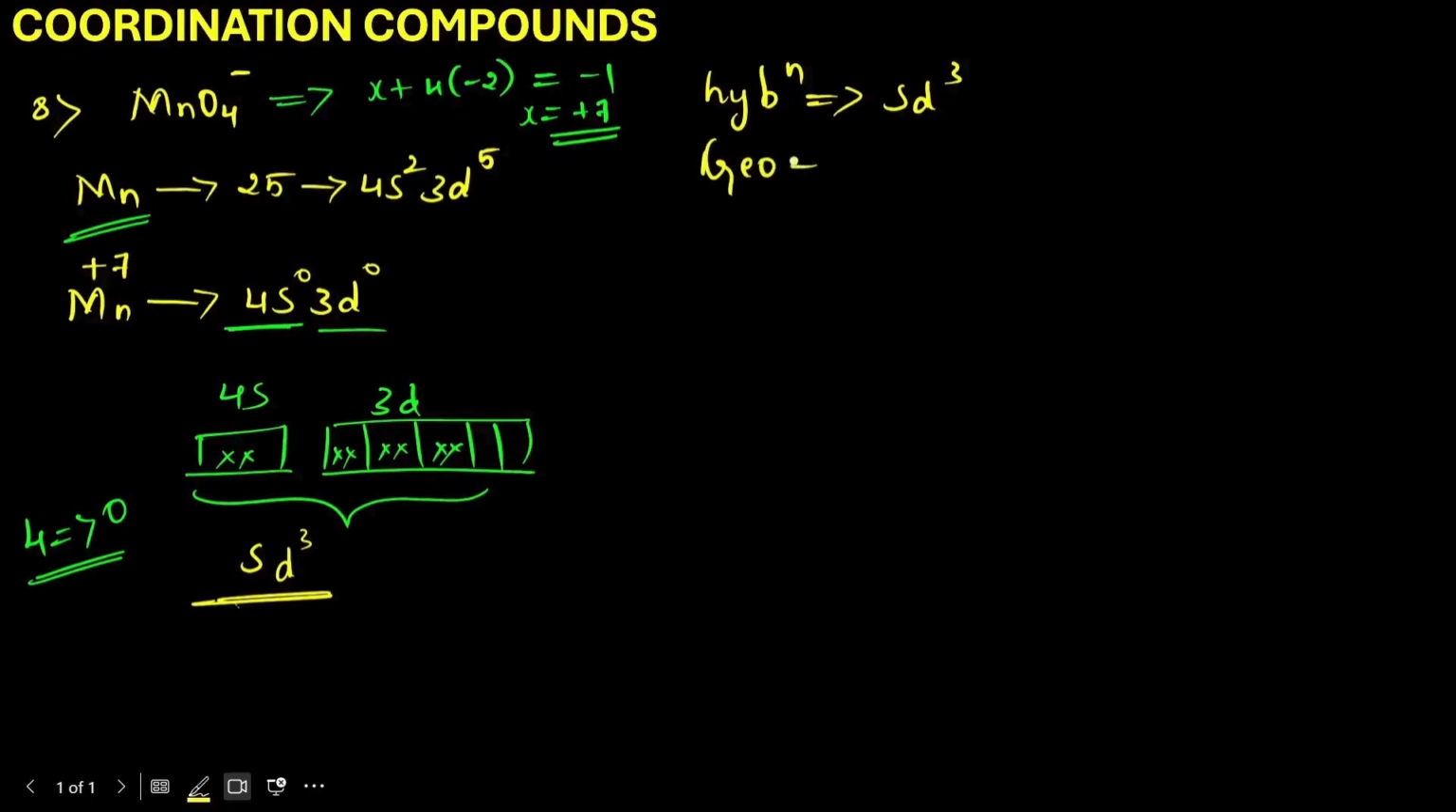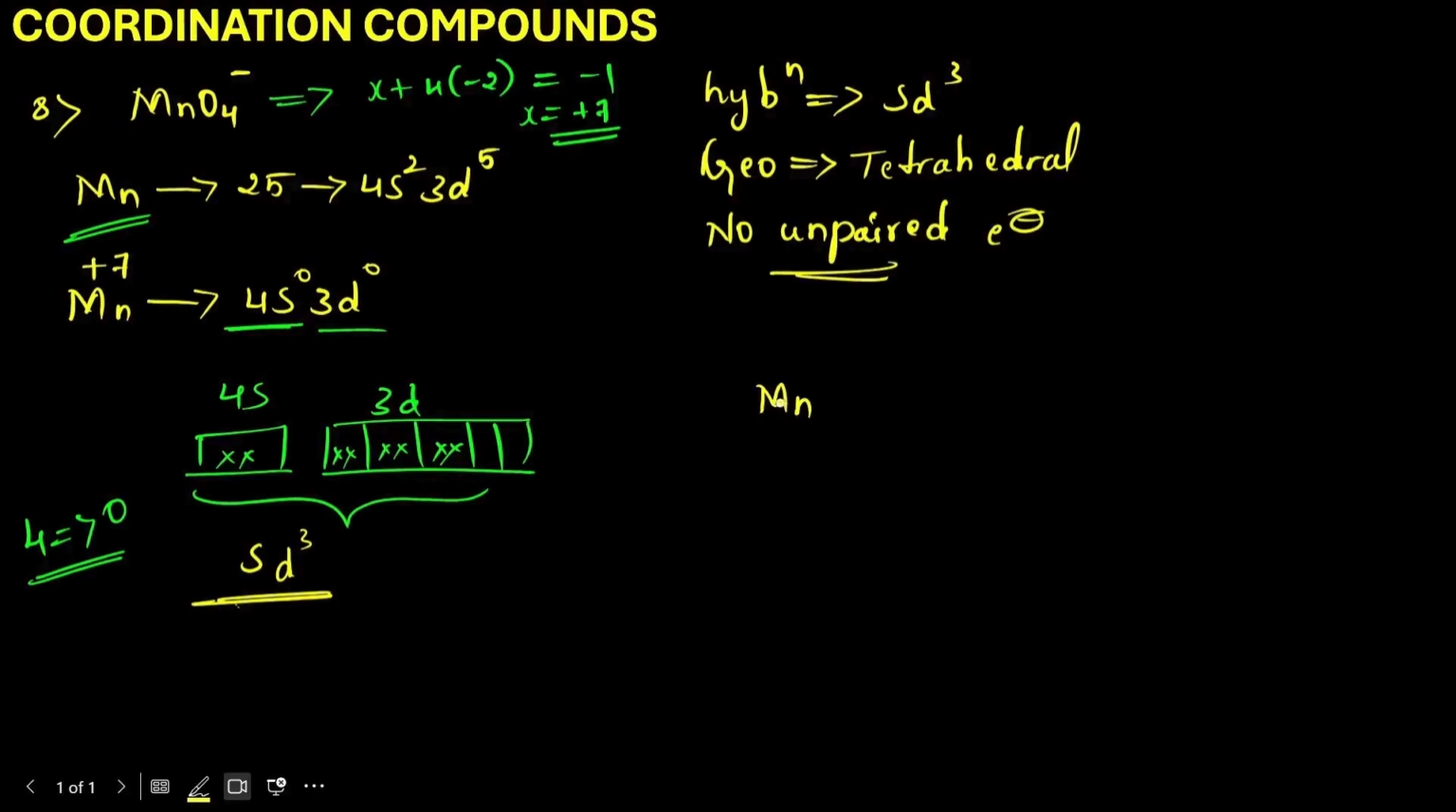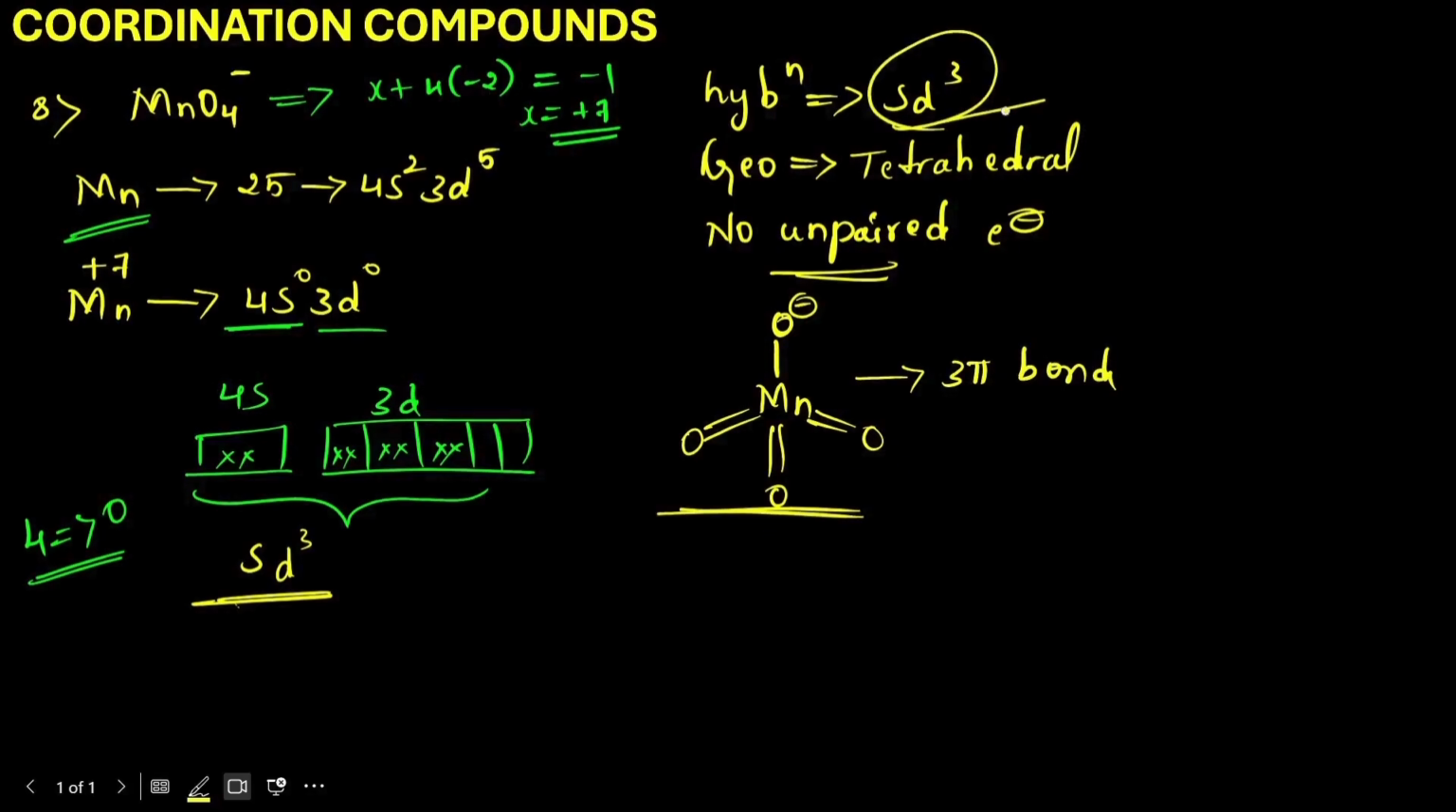Geometry is tetrahedral, no unpaired electrons. If you write the structure of MnO4 minus, it will be like this. Here oxygen, here oxygen minus, and here double bond O, here double bond O, and here double bond O. How many pi bonds are there here? 3 pi bonds are there. This is tetrahedral geometry with the hybridization sd3.